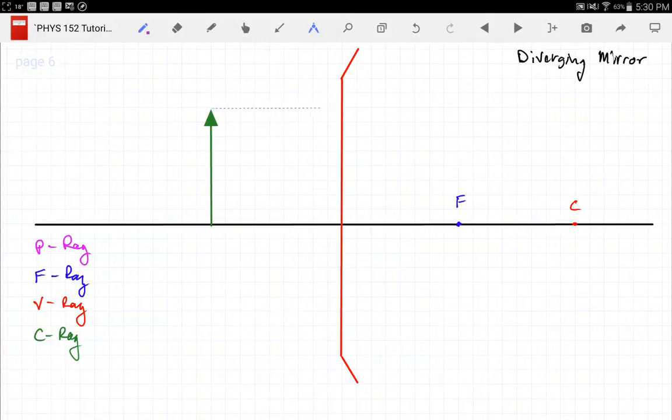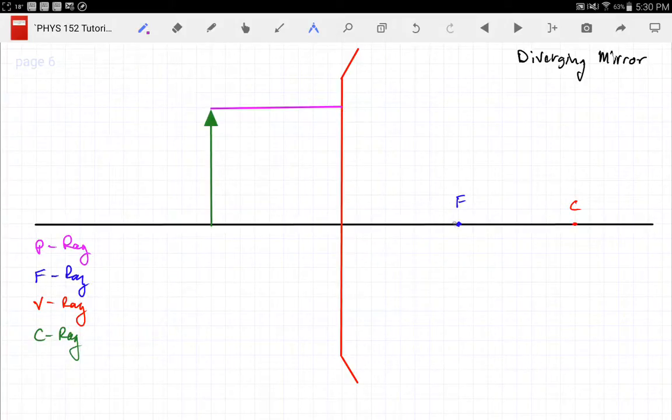tip of the object, going parallel to the principal axis until I hit the mirror. You'll notice that for the mirror, I have the little vertical line within the dashes at the edges to tell me it's a diverging type. If it's diverging, the focal length is on the opposite side. It's a negative focal distance. The center is also at the opposite side. So this is going to reflect through the focal point.